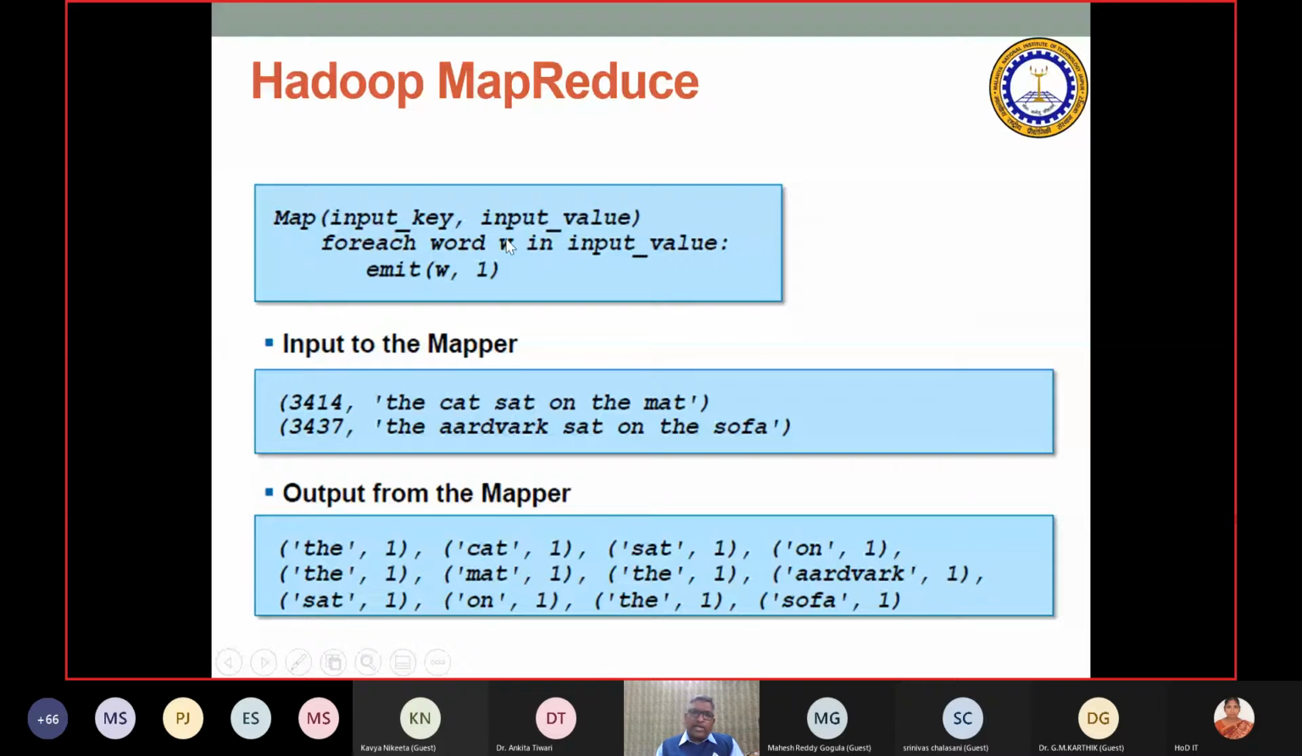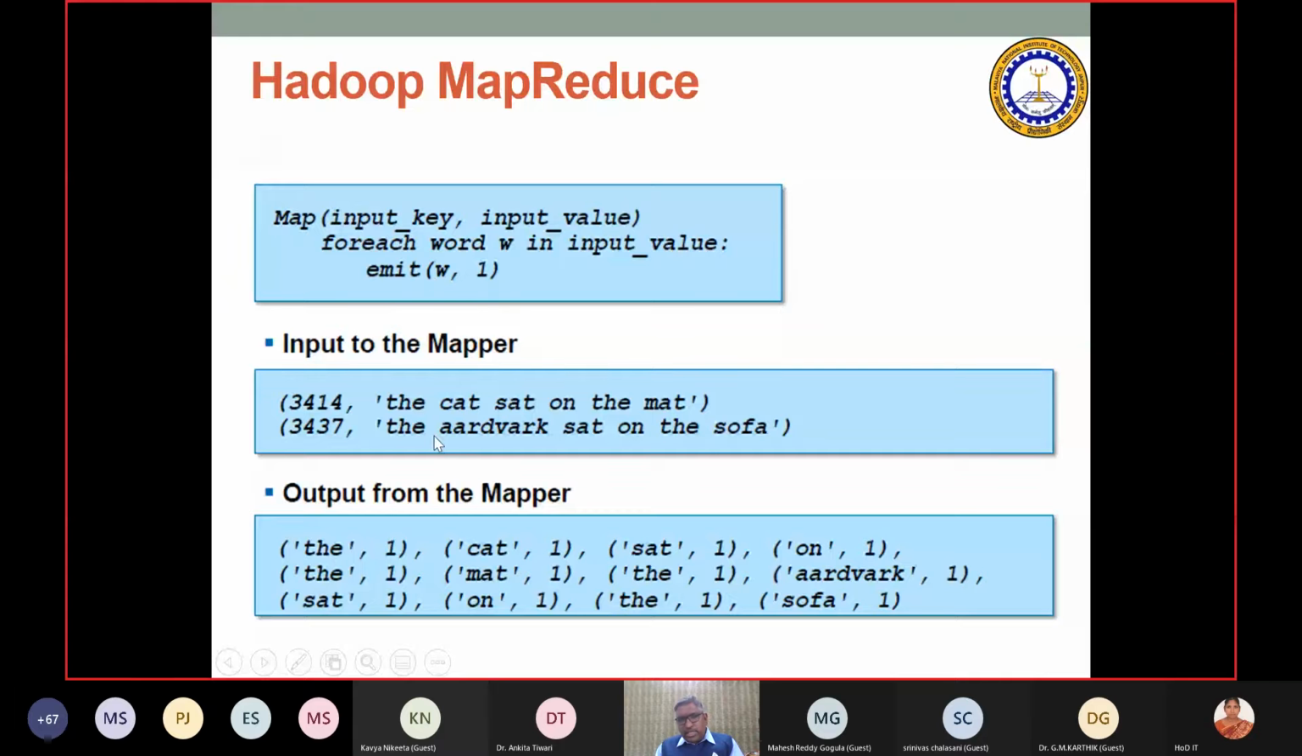you emit W and 1. You emit the word, and along with that, again it becomes a key value pair. What is the key now? The key now is the word and the value is 1. So again a key value pair. The input is a key value pair. The output is a key value pair, right? So for each word W in the input value, you emit.